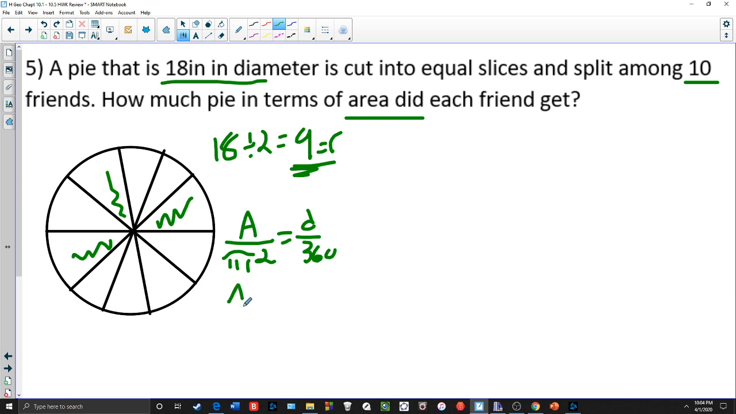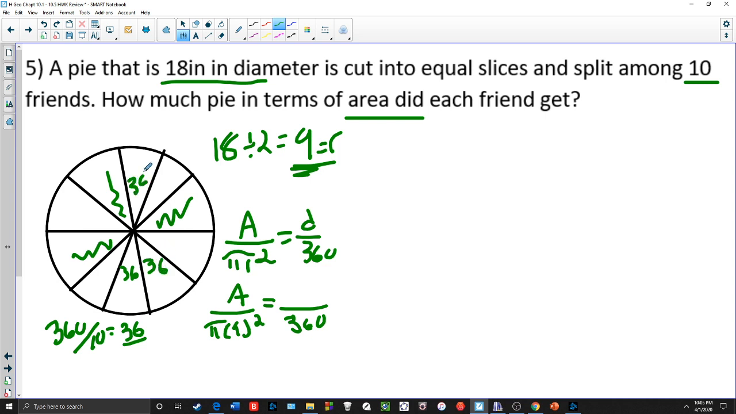And I do have most of the information. So pi times 9 squared is equal to, I just don't have the degrees. So your question might be, well, how do I get how much of a degree each sector is worth? Well, again, go back to the original thing about circles, that the entire thing is 360, right? So 360 degrees split among 10 friends. So that'd be 36 degrees each slice. So 36, 36, 36, all the way around. So that way all the 36s would add up back to 360 for our full circle.